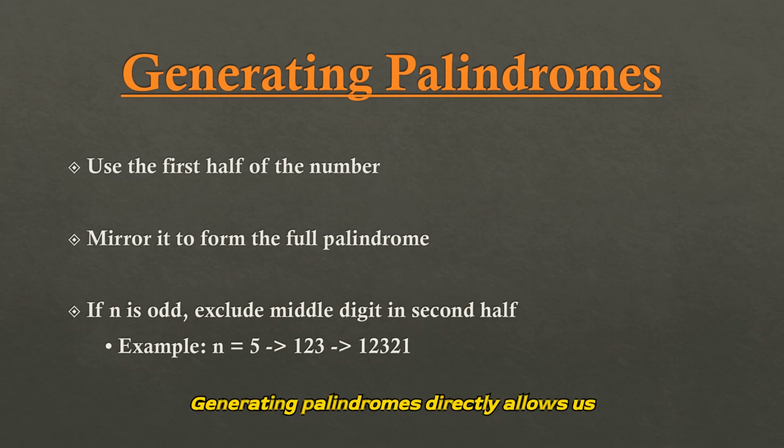Generating palindromes directly allows us to skip checking every n-digit number. Instead of brute force, we generate only those numbers that are inherently palindromic. Here's the trick. We only need to build the first half of the number. We then mirror this half to complete the full number. If n is even, we mirror the entire half. If n is odd, we mirror everything except the middle digit to avoid duplication. For example, if n equals 5 and the first half is 1, 2, 3, we generate 1, 2, 3, 2, 1 as the palindrome. This method is clean and efficient, ensuring we only create valid palindromes.